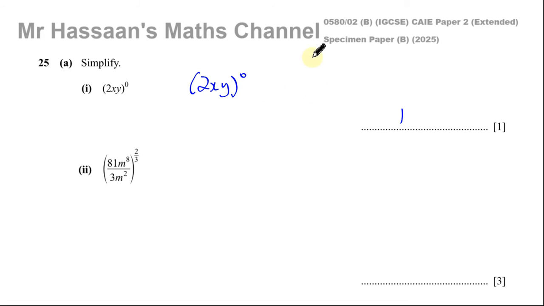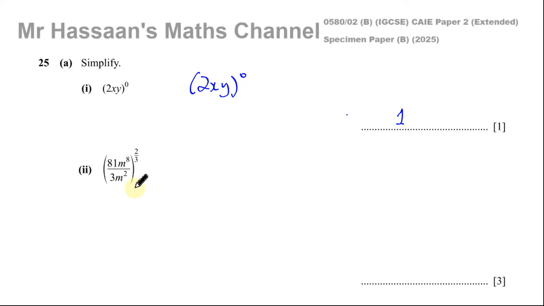We can kind of prove that. For example, say we have a to the power of 3 divided by a to the power of 3. We know from our laws of indices that we subtract the powers when dividing numbers in index form. So you have a to the power of 3 minus 3, which is a to the power of 0. And we also know that a to the power of 3 divided by a to the power of 3 cancels out, leaving 1. So a to the power of 0 is equal to 1. This is a small proof that anything to the power of 0 will equal 1. And so there's the answer to part 1.